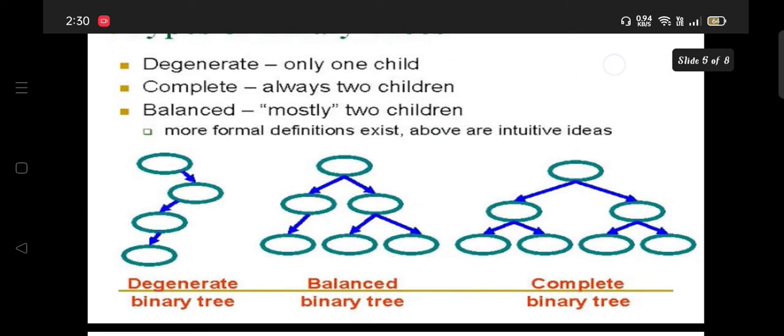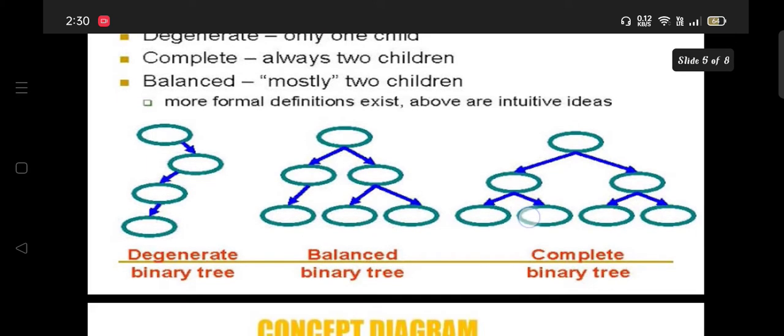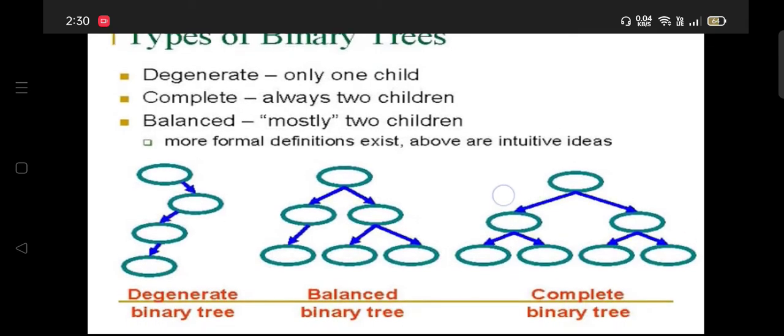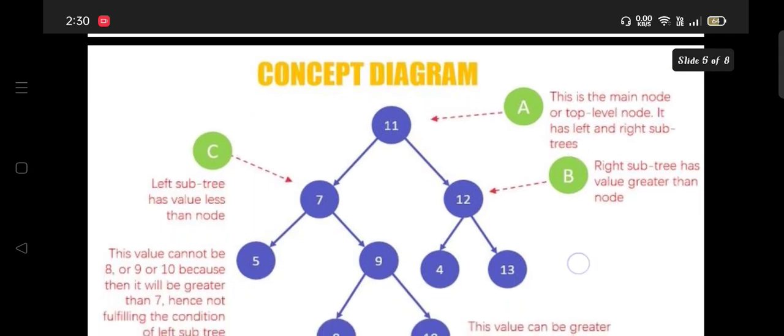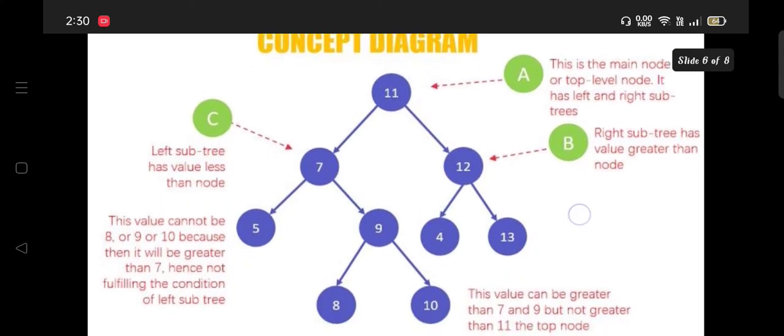Types of binary trees. Degenerate binary tree, only one child. Complete, always two children. Balanced, mostly two children. And we can see pictures of the types of binary trees. Here the first one is a degenerate binary tree, the second one is a balanced binary tree, and the third one is a complete binary tree. And we can have a look at the concept diagram.